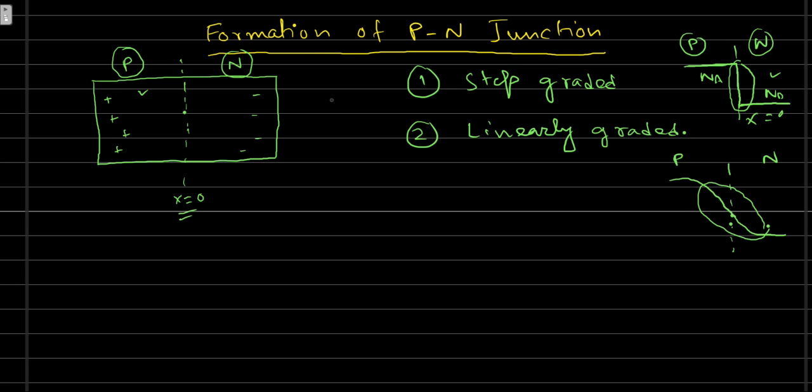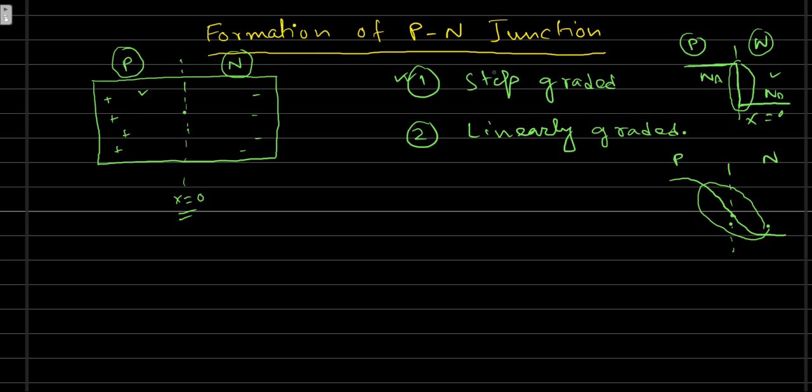Anyway, for analysis purposes, when we are going to derive something, we consider it as a step graded junction, because using the step graded junction the formulation and derivation are much easier compared to the linearly graded junction. So here in this video we are not going to derive anything, we are just going to explore the theoretical aspects of the PN junction.